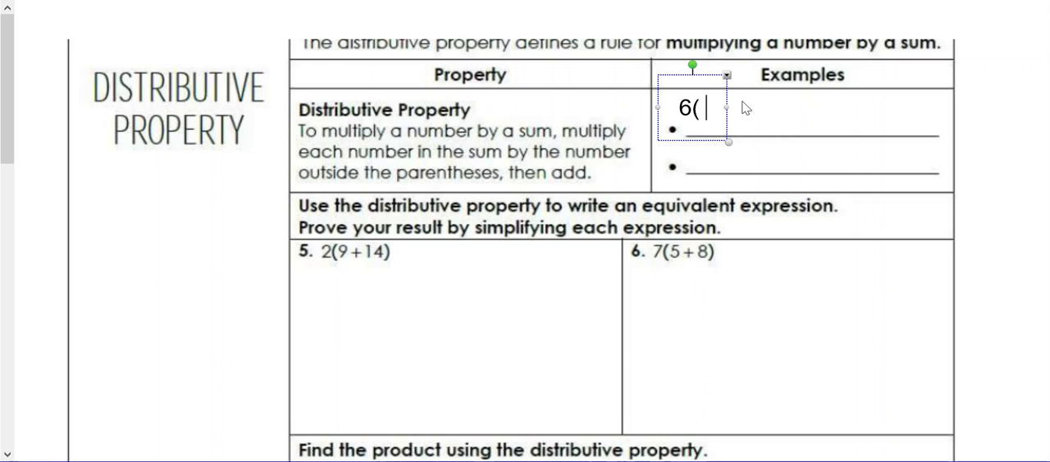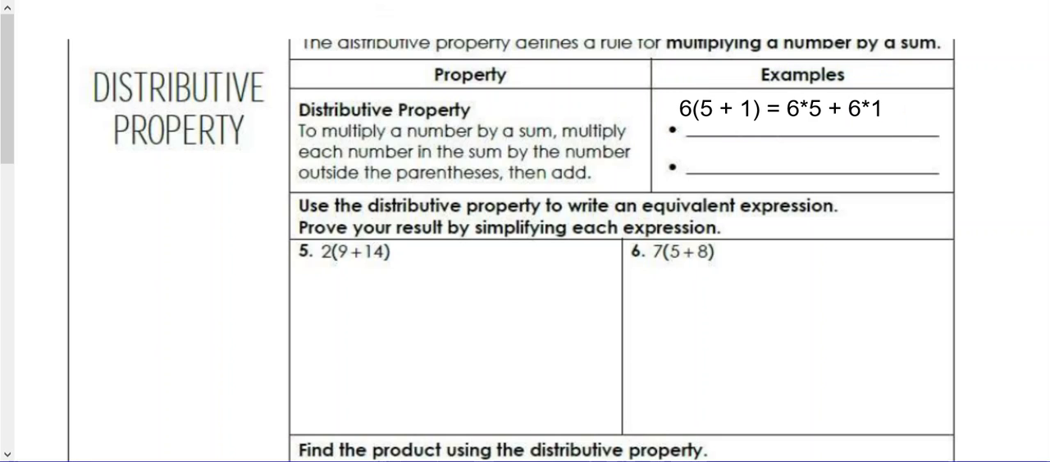So if you have 6 times the quantity of 5 plus 1, that's going to equal, you take this outside number, which is 6, times both of the inside numbers. So 6 times 5 plus 6 times 1. Basically, you're just taking the outside number times the inside numbers.